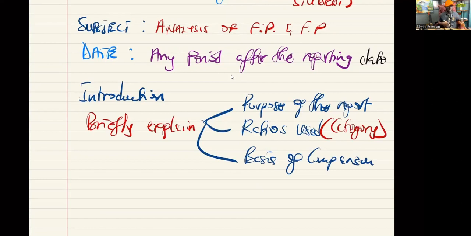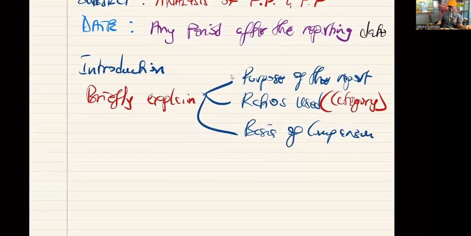So maybe you are comparing year on year, fine. Or you are comparing the entity with industry average, fine. Or you are comparing the entity with another company, put it down. Put it down. So the purpose of your report, the ratios that we are using, the basis of comparison, and certainly the year ended.